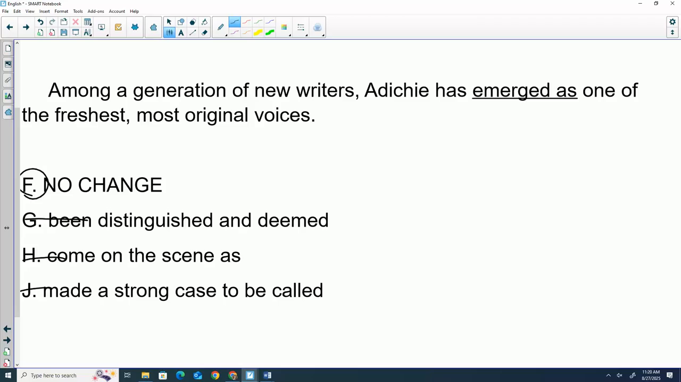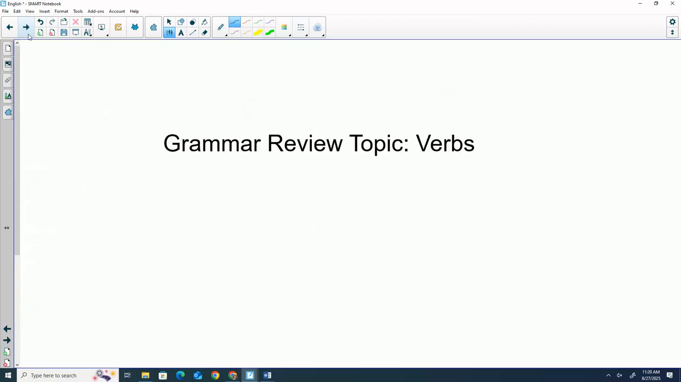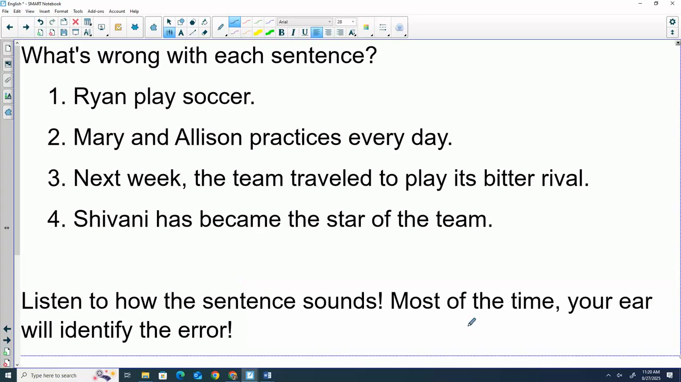Okay, let's focus now on verbs. So that is our big focus today. What are verbs? You guys remember? Action verbs. Okay, action words. So take a second. You guys can all probably pick out, I want you to circle what's wrong in each of those sentences.